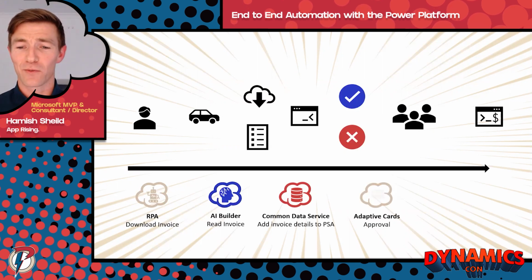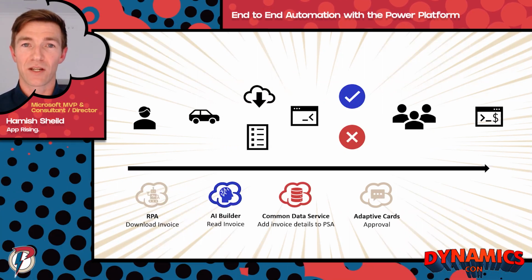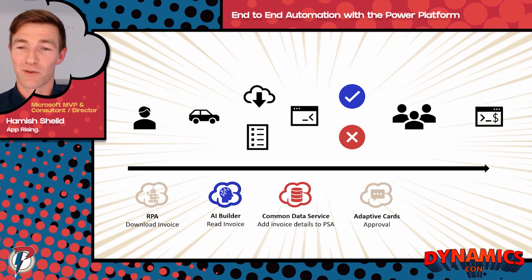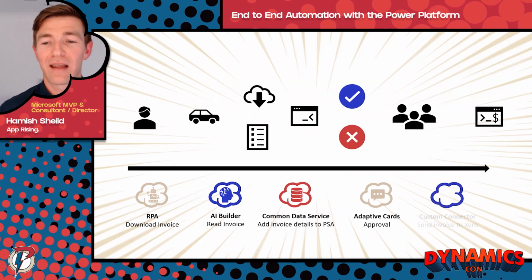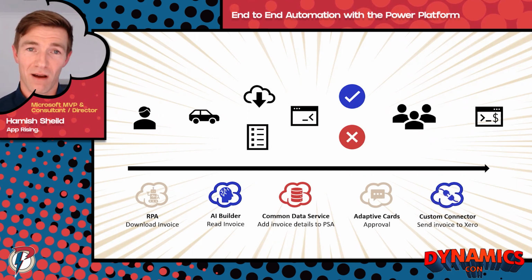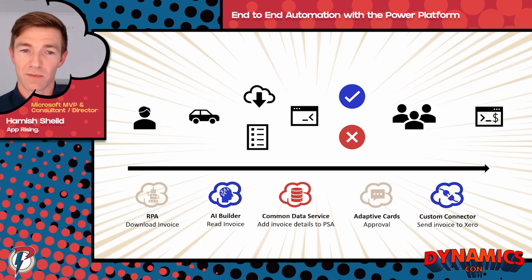And then for approvals, we can use adaptive cards inside of Microsoft Teams. So this is the interface where the manager will approve the expenses, and it's as simple as chatting with someone in Microsoft Teams through adaptive cards. And then finally, we want to get this information into a system that's not a Microsoft system, it's not Common Data Service. We want to put the invoice or the expenses into Xero, and we can do this through a custom connector.